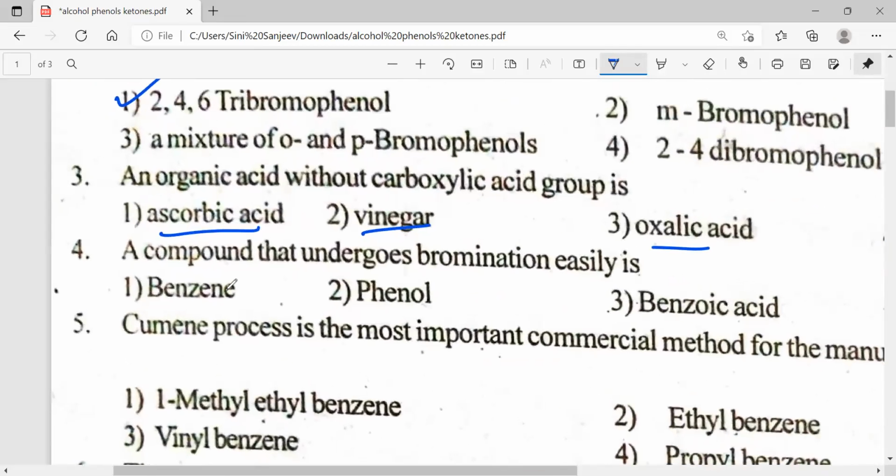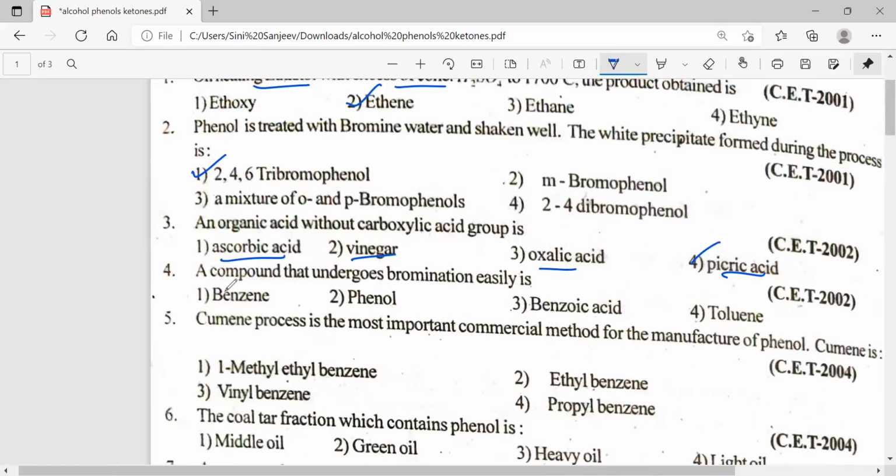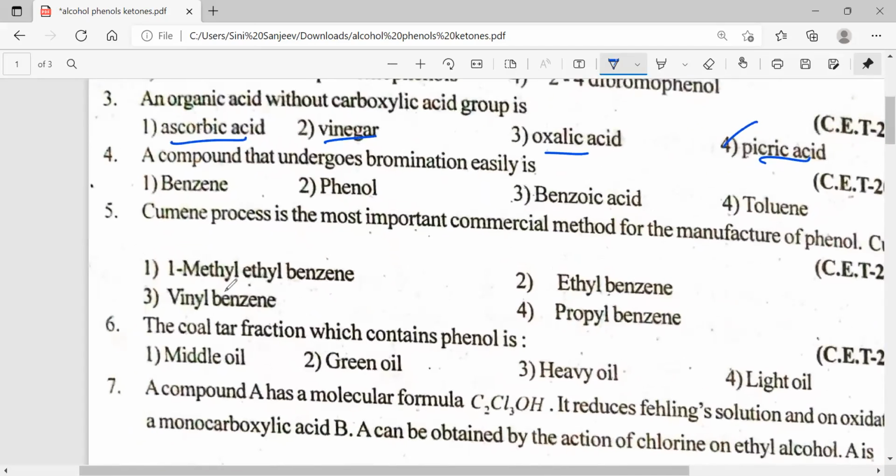The fourth one is a very direct question: a compound that undergoes bromination easily. We got four options here: benzene, phenol, benzoic acid, and toluene. Toluene is nothing but a benzene ring with CH3. Phenol, we all know, is with OH. Benzoic acid has a COOH group, and benzene is the basic one. We have learned directly that bromination is associated with phenols. So this is a pretty direct question.